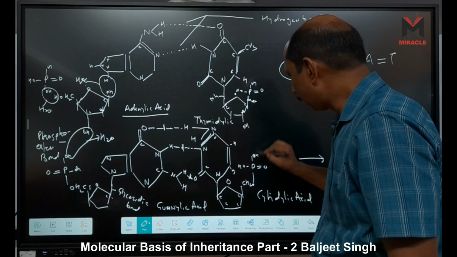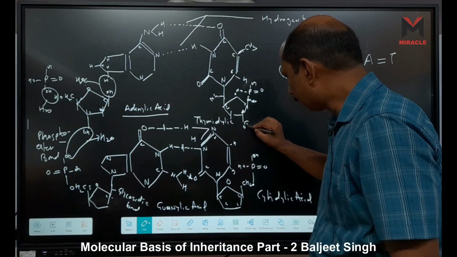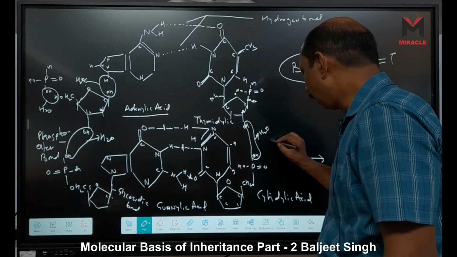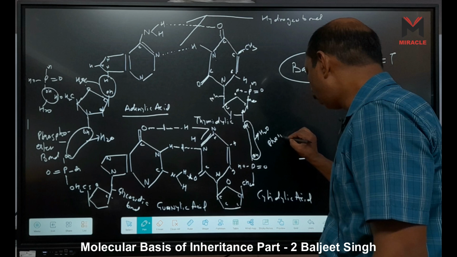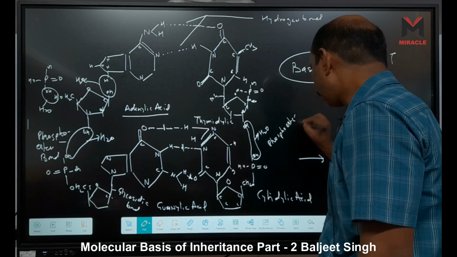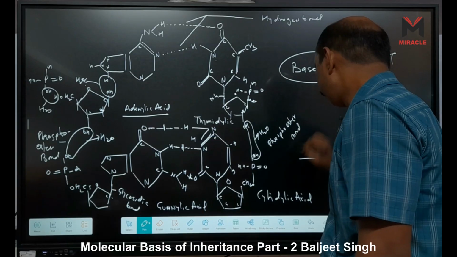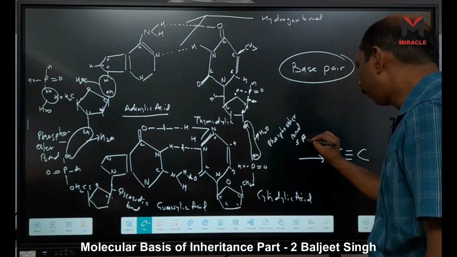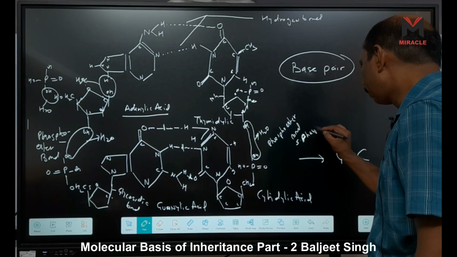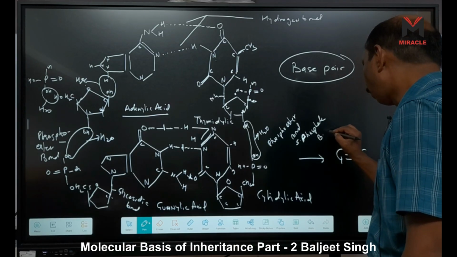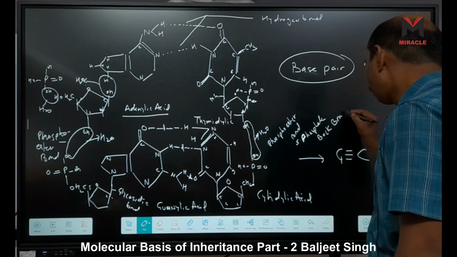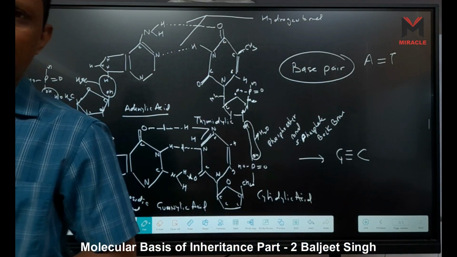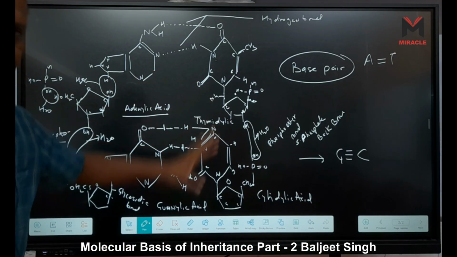Now here, this OH and this OH, what happens here? This H and this OH, right? One H2O molecule is released, and another phosphoester bond is formed here. This is another sugar phosphate backbone formed. Here you understand. Now it is a dinucleotide, or we can say a small strand.